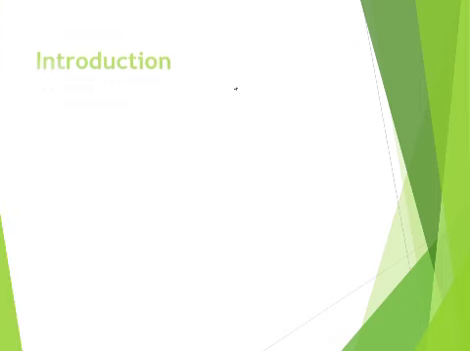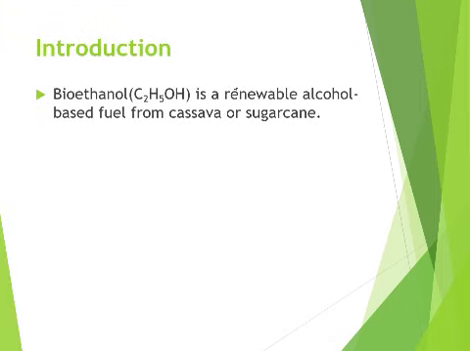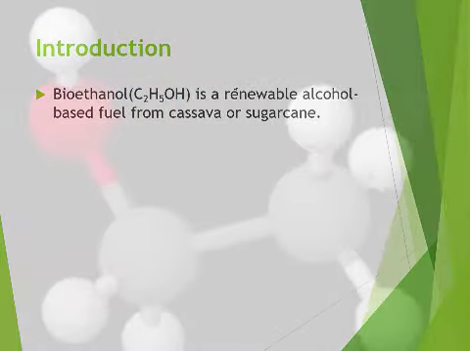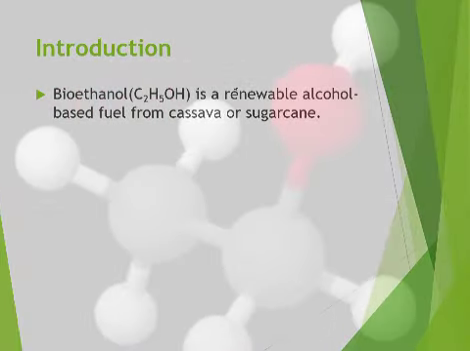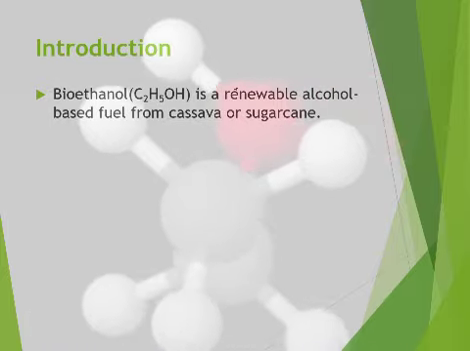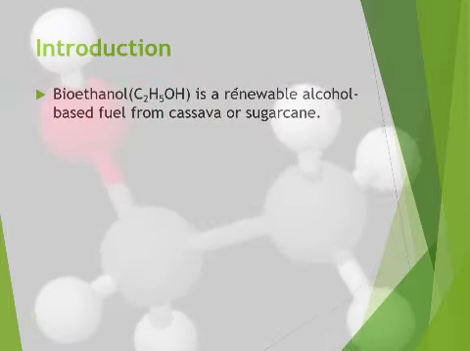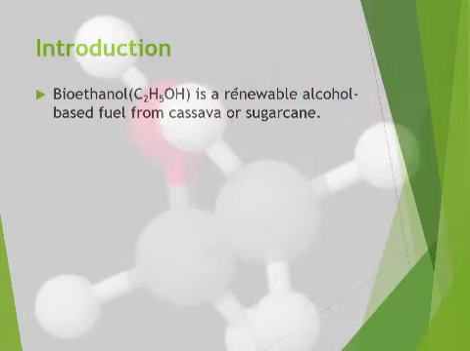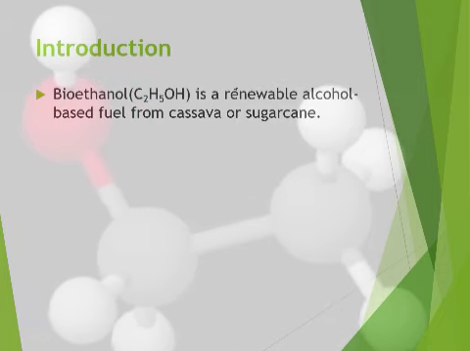Let's roll. Bioethanol, chemically written as C2H5OH, is a renewable alcohol-based fuel from cassava, sugarcane, and other starchy foods. It belongs to a group of compounds called organic compounds, specifically alkanols. At room temperature, ethanol or bioethanol is liquid.